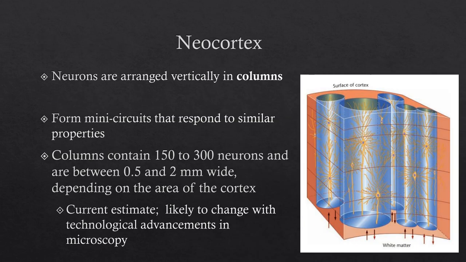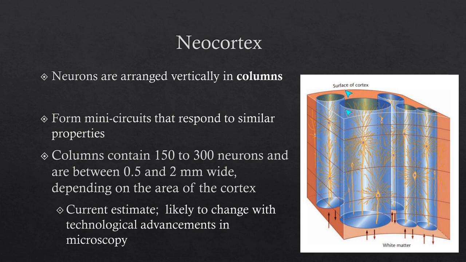In addition to layers, we also have another type of organization we see in the neocortex, and that is a column arrangement. Neurons in the neocortex are arranged vertically in columns. These columns run perpendicular to the surface of the cortex. They are sometimes referred to as mini columns or microcolumns, and they are arranged in such a way that the neurons contained in one column respond to similar properties.